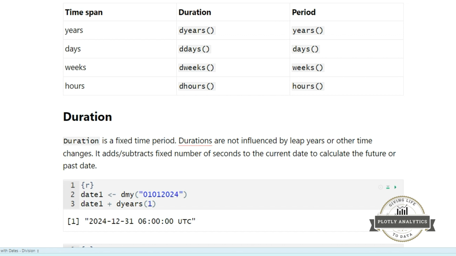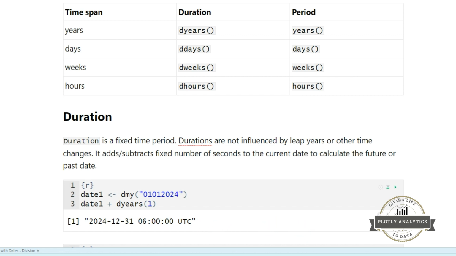So instead of getting the result as 1st of Jan 2025, we got the result as 31st of December 2024. So what is going on here? Is there anything wrong? There is nothing wrong in the calculation. Remember, duration follows stopwatch concept of time span.